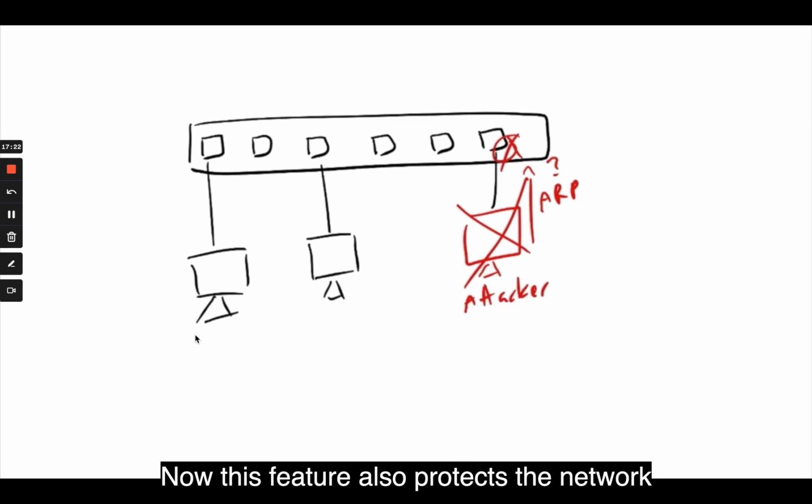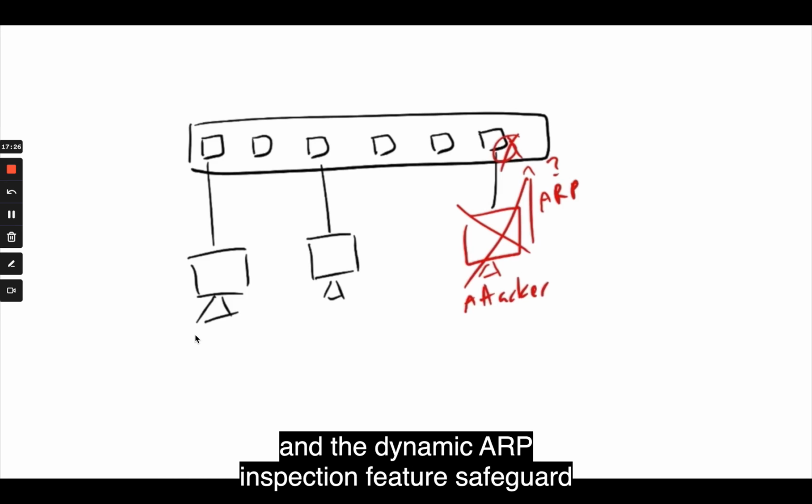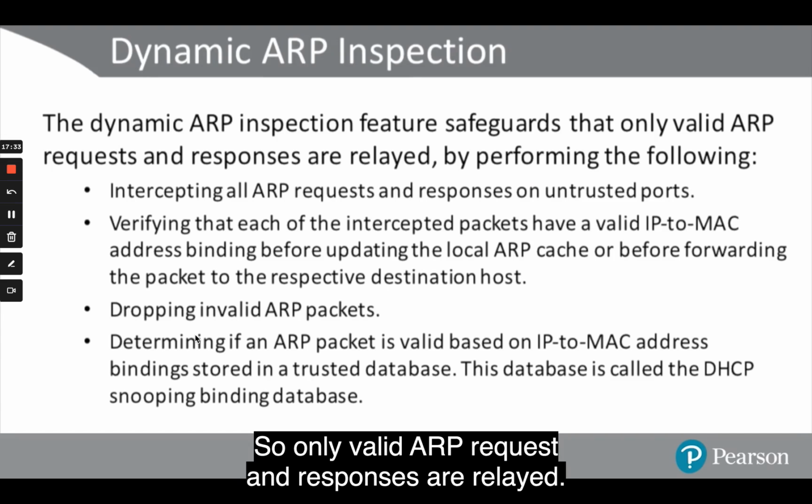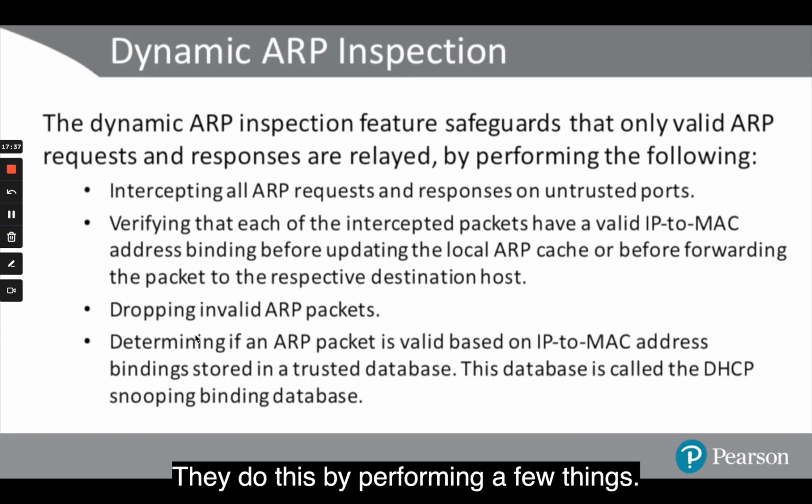Now, this feature also protects the network from certain man-in-the-middle attacks, and the dynamic ARP inspection feature safeguards that only valid ARP requests and responses are relayed. They do this by performing a few things.